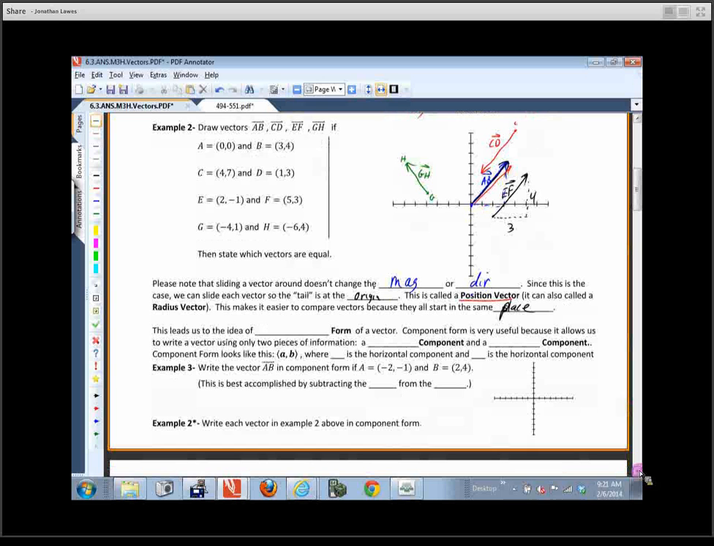So this idea leads us to what's called component form. Component form is really useful because it allows us to write a vector using just two pieces of information. And those two pieces of information are a horizontal component and a vertical component.